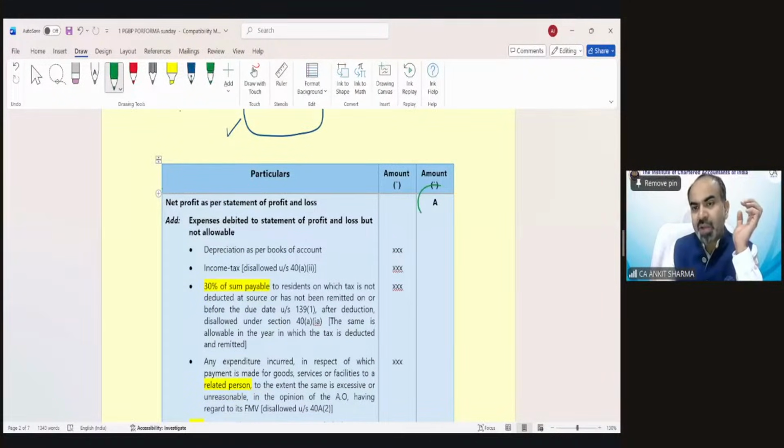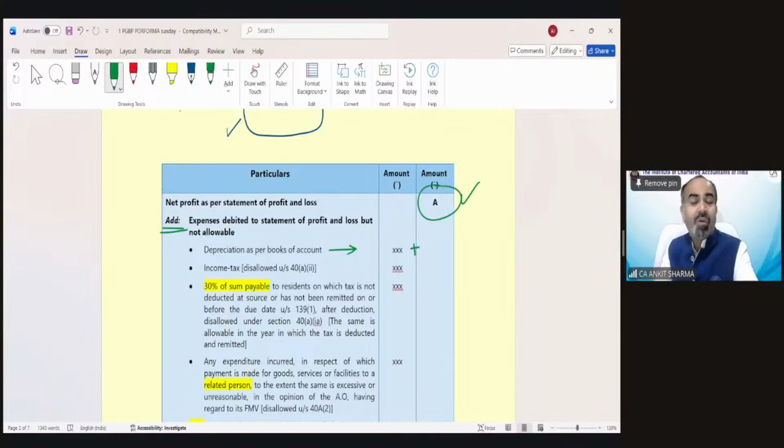We need to take the net profit as per accounting provision. Depreciation as per books of accounts, we have to add it back, because we need to calculate depreciation as per income tax provision. That is going to be reduced. Income tax, of course, direct tax is not allowed. If any is paid, that needs to be added back.